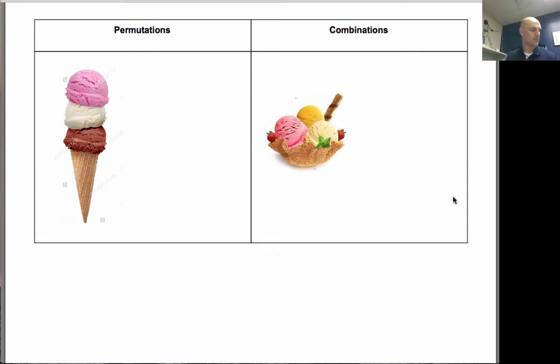The best I can do is to give you a visual here. If you think about it like an ice cream cone, as you eat an ice cream cone, generally you eat it from top to bottom, right? And so the arrangements, okay, this is arrangements where A, B, C and C, B, A are different.